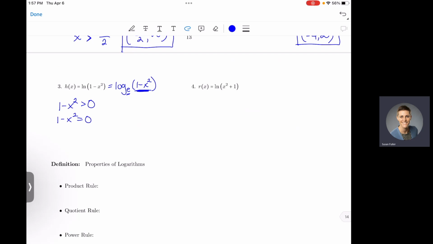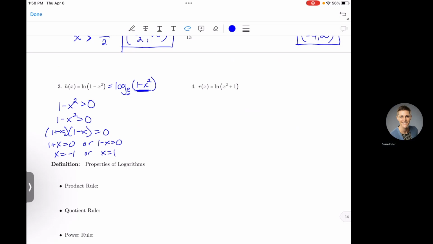So to solve 1 minus x squared equals 0, you can factor this left side as a difference of squares. 1 minus x squared is (1 plus x)(1 minus x) equals 0. Set each factor equal to 0, so either 1 plus x equals 0 or 1 minus x equals 0. So that means x equals -1 or x equals 1. Those are our 2 solutions that we'll put on a number line.